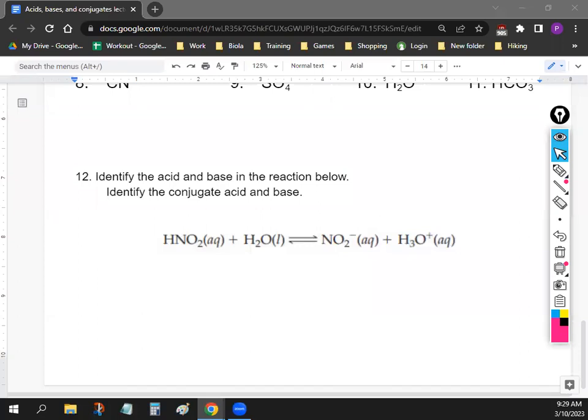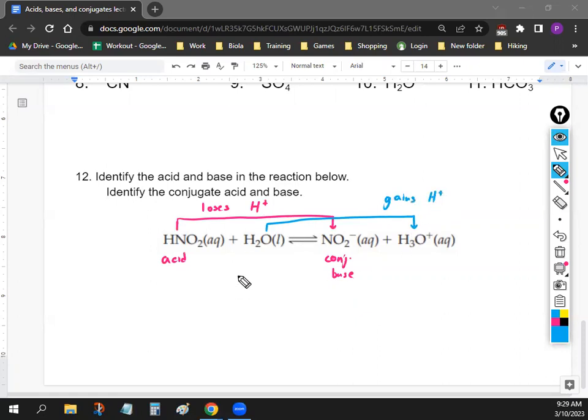Okay, so hopefully you were able to see that HNO2 right here loses a hydrogen. And if I lose a hydrogen, what type of chemical is this? Yeah, this is an acid. And since this is your acid, this is going to be your conjugate base. Now this compound right here, H2O, turns into H3O plus, which means it gains a hydrogen. And if you gain a hydrogen, what type of chemical are you? Base. And so this guy turns into a conjugate acid.